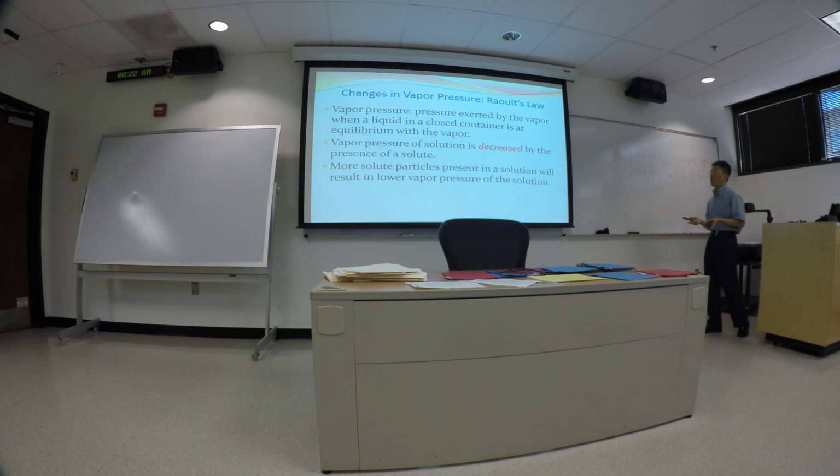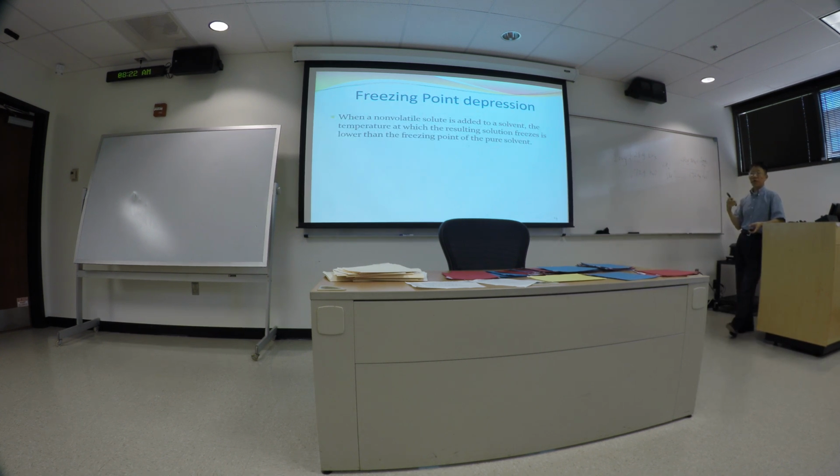Okay, so that's the change in vapor pressure. Now, out of those four colligative properties, we also talk about the freezing point. The freezing point is actually lowered as well. So vapor pressure is lower for the solution compared to the pure solvent, and freezing point is also lower. We use the term freezing point depression.